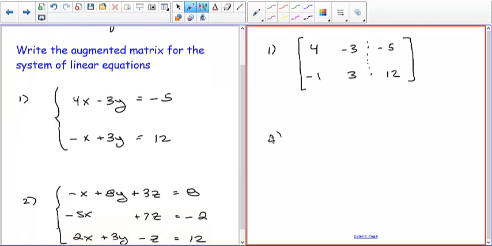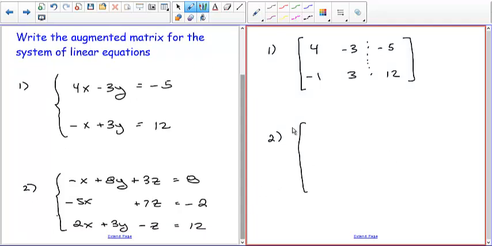Number 2, we've got 3 equations and 3 unknowns, so the matrix is going to be bigger. The first column, what we said up here was the first column was x, the second column was y, and we can call this third column c for constants. So in this case we're going to have x, y, z, and c. So the first equation, we have -1x plus 8y plus 3z equals 8. The second one, you'll notice there is no y term, so when you don't have a term you put in 0.